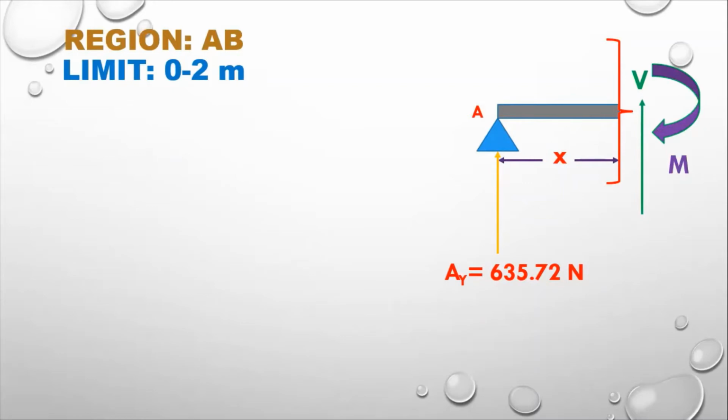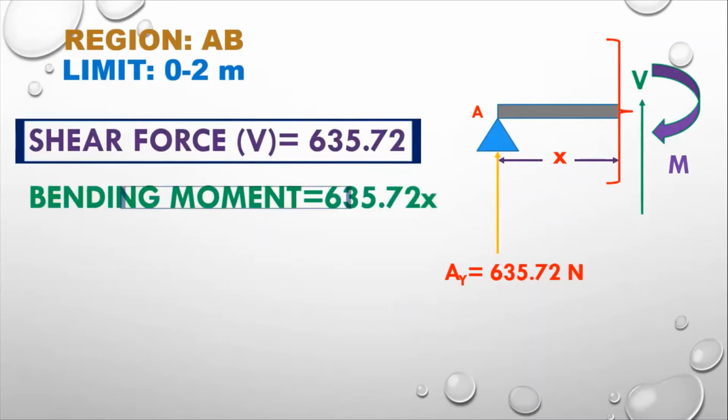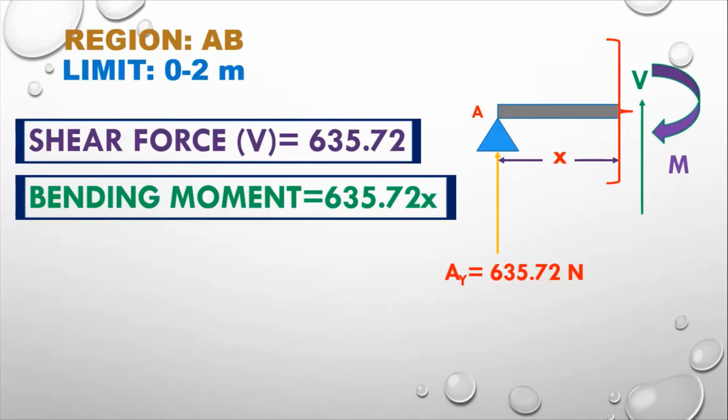You can see here we have only one vertical force. So the shear force is equal to 635.72. And for bending moment, the bending moment equation will be 635.72 x. Both are upward positive, so 635.72 x. So now we have to find out the values at the lower and upper limits.